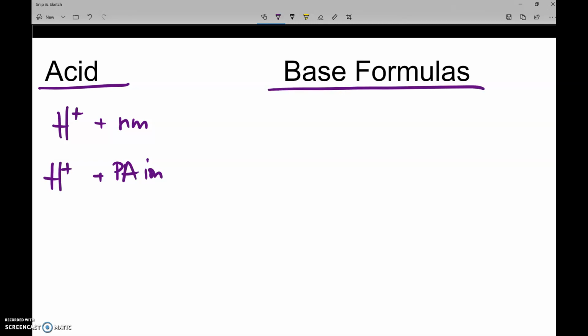Okay, the bases, there's a lot of different bases, but the formula I want you to know is this one. It's going to be a metal that's bonded to a hydroxide ion. Like I said, there are other types of bases, but this is the most common type of base, a metal with a hydroxide ion.